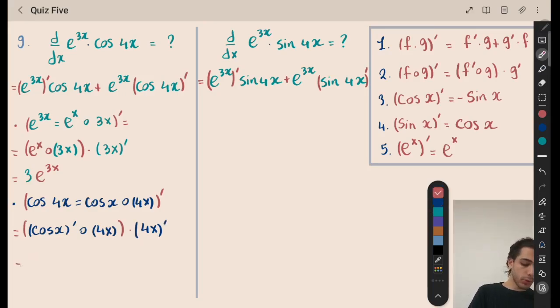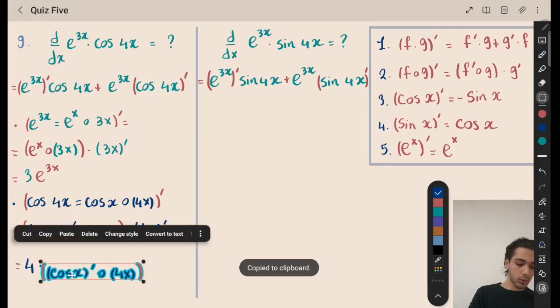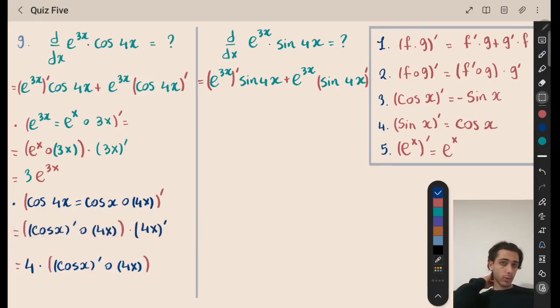Now this is not too difficult. The derivative of 4x is 4. So I'll just put it on the left here. And this is what we still need to find out. What is the derivative of cosine of x? It's the negative sign. So I can replace cosine of x and I can write negative sine of x.